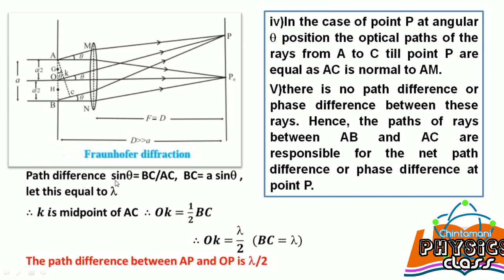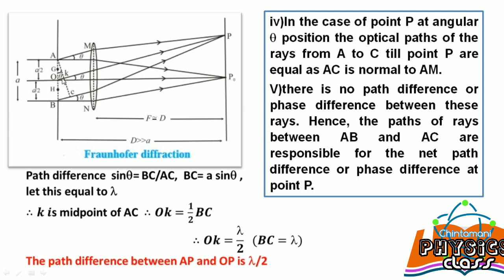Sin theta is equal to BC divided by AC. Rearranging the terms, therefore BC is equal to a sin theta, since the value of AB is always represented by a. Substitute this value and rearrange the terms: BC is equal to a sin theta. Now let this be equal to wavelength lambda.